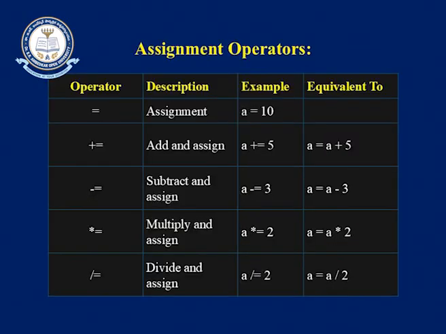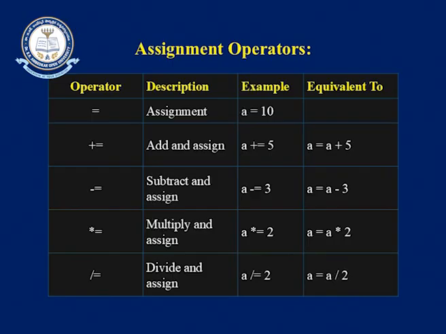Next we have assignment operators. Assignment operators are used to assign some value to a variable. Normally we see a single assignment operator like a equals to 10. But we can also use assignment operators like a plus equals to. I have given an example here: a plus equals to 5 is the same as a equals to a plus 5. Basically, you are adding the value 5 to the existing value of a.